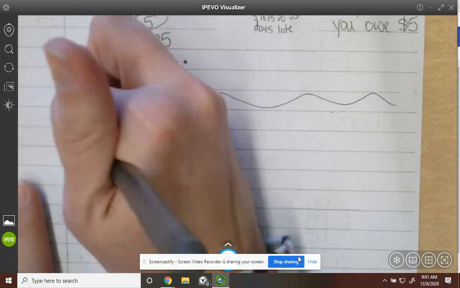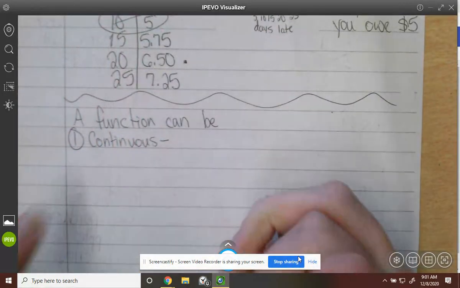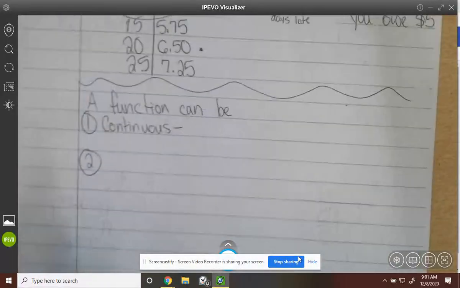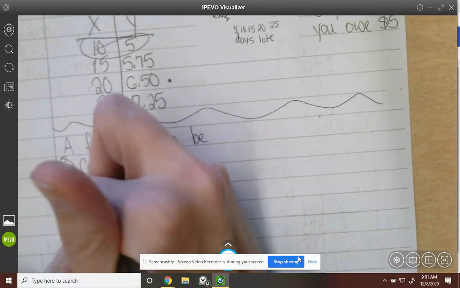It can be a continuous function. Go ahead and leave a space so we have room to write the definition, or it can be a discrete function.